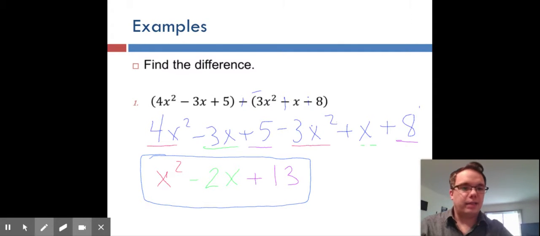So that is adding and subtracting polynomials. Basically, we're just combining like terms with adding, and to subtract, you change it to addition, change all the signs in the second polynomial, and treat it like adding, so combining like terms again.